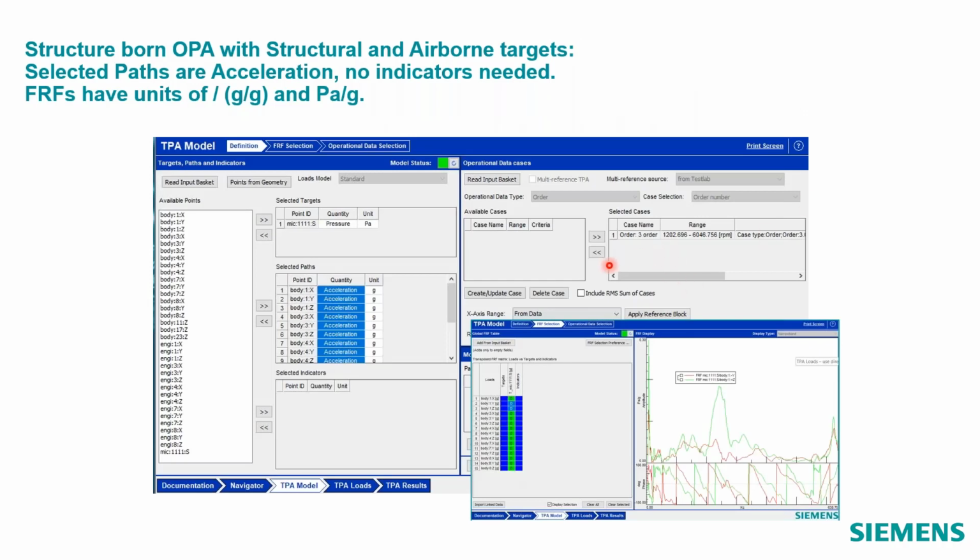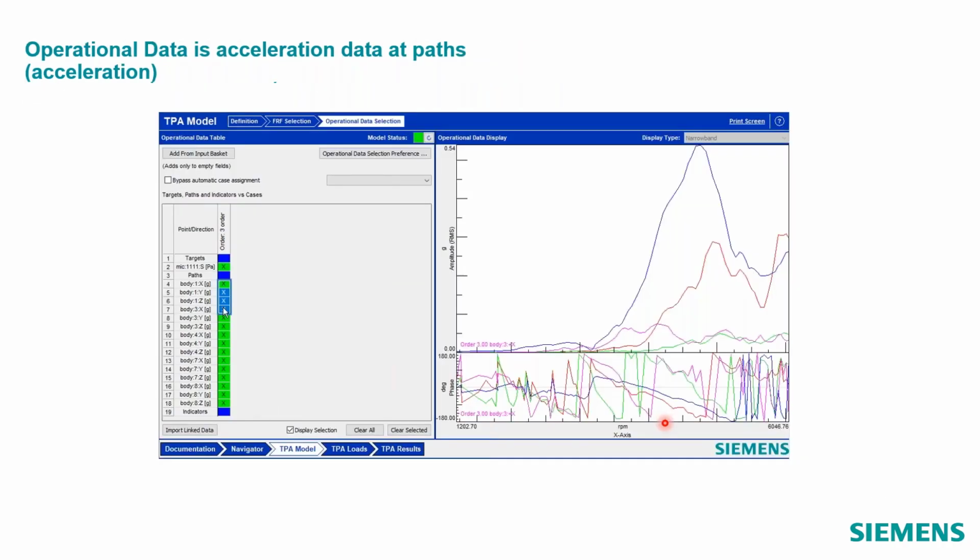So for structure board, here I have a target as pressure again. Could also have targets that were acceleration. My paths are again acceleration. My FRFs are either pressure over G or G over G. And here my operating data is acceleration on the passive sides.